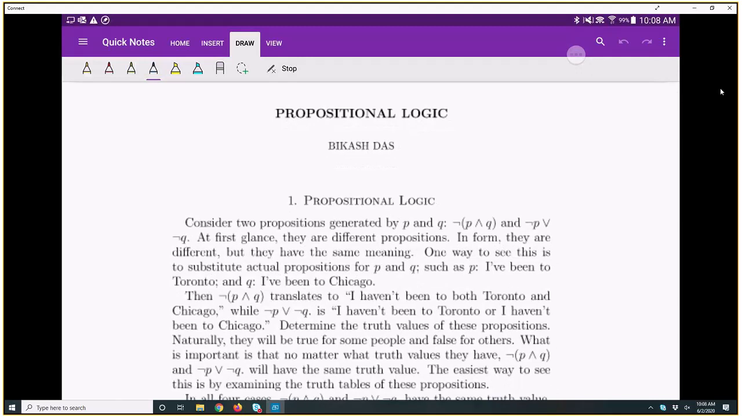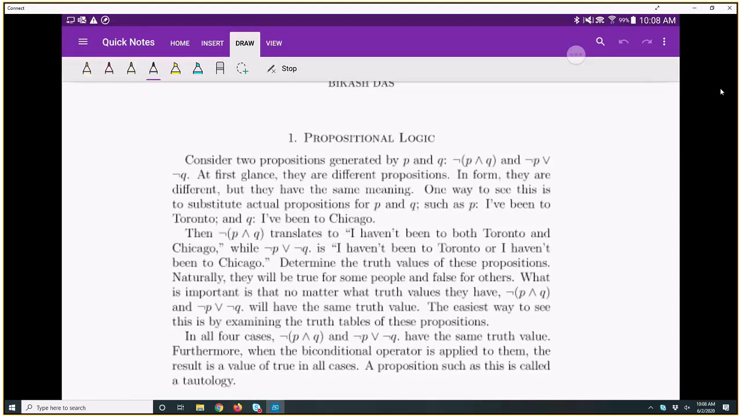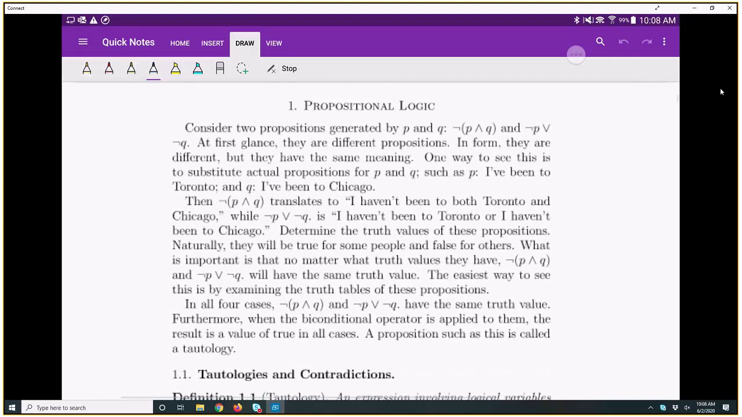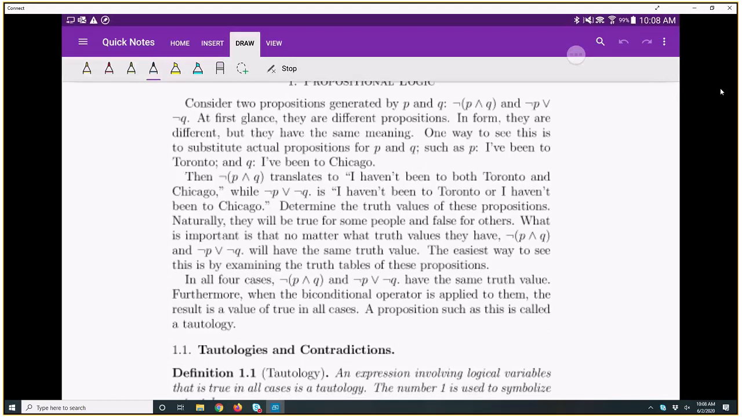In this video, we are continuing our study of propositional logic. So first, consider two propositions generated by P and Q: not (P and Q), and not P or not Q. At first glance, they are different. In form, they are different, but it turns out that they have the same meaning.